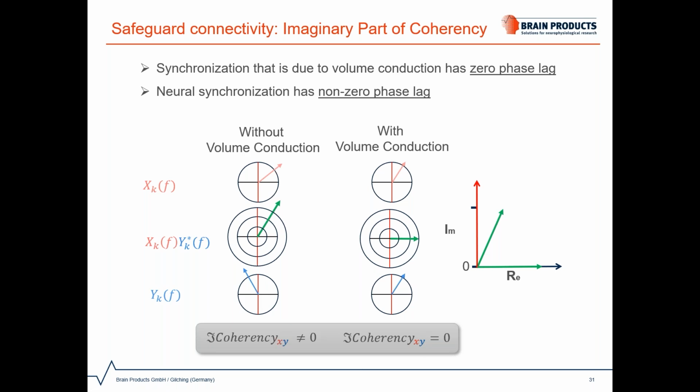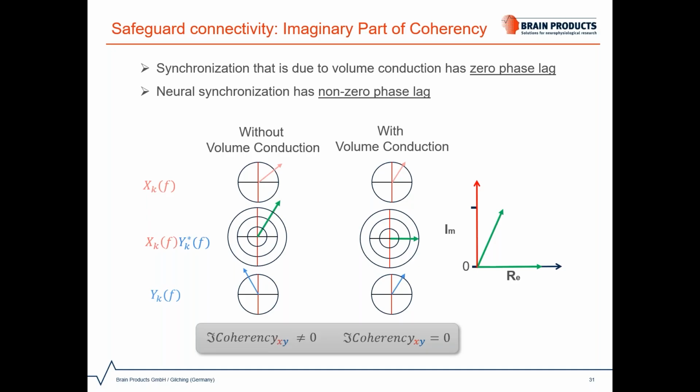However, again note that there are some secondary effects of volume conduction, and these may not conform with this assumption that spurious synchrony only occurs at zero phase lag. These effects will still prevail when using the imaginary part of coherency. Note also that the imaginary part of coherency can be negative. So when a vector is pointing downwards, the imaginary value corresponding to it will be negative.